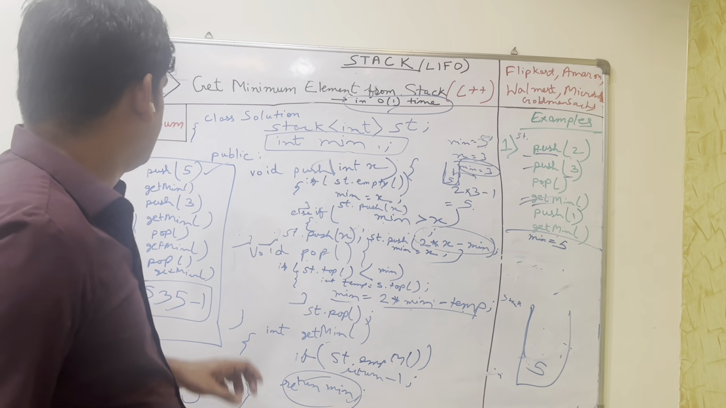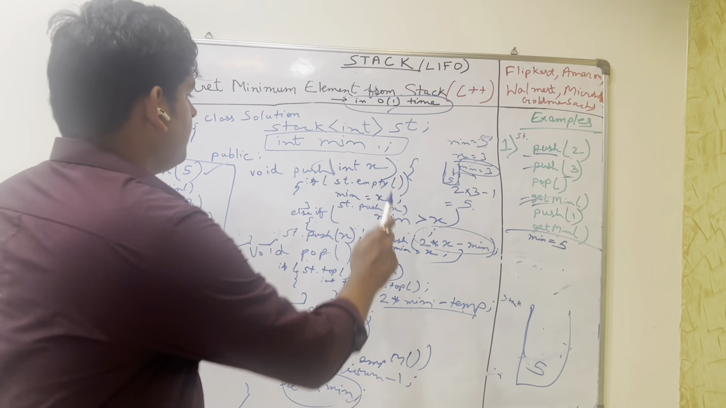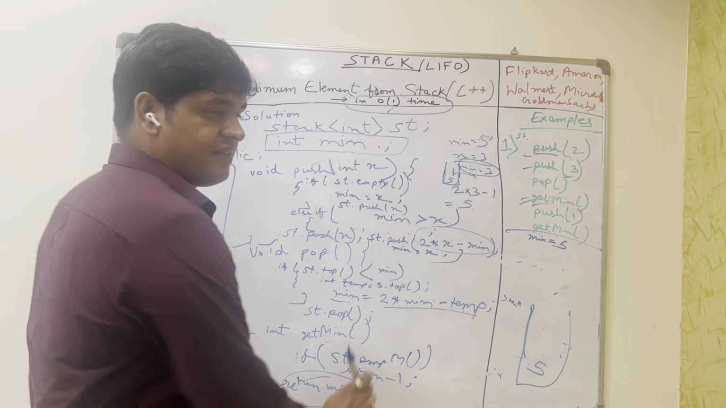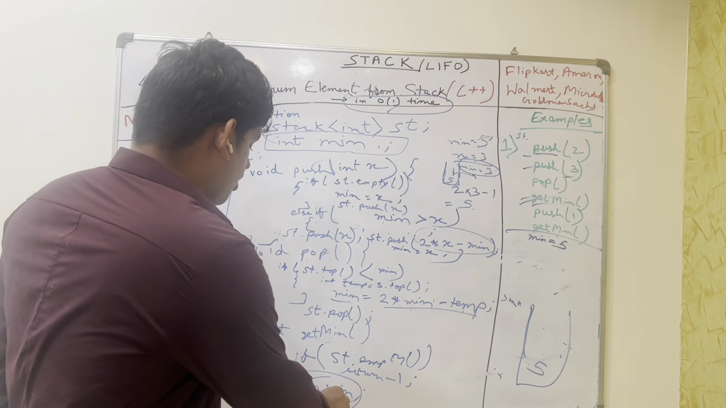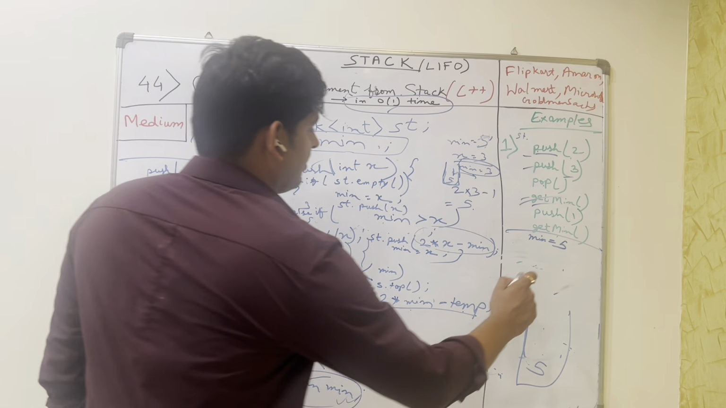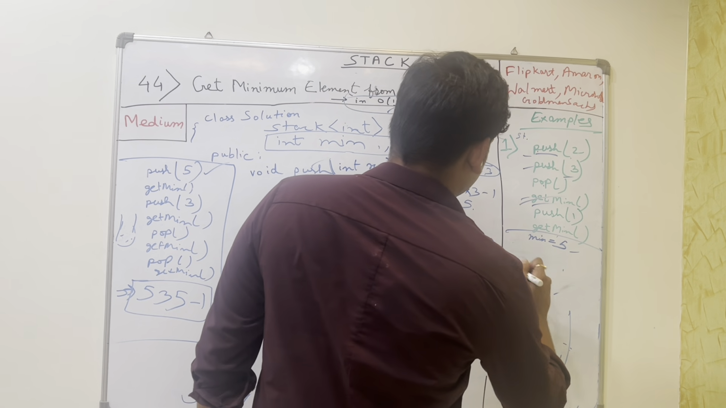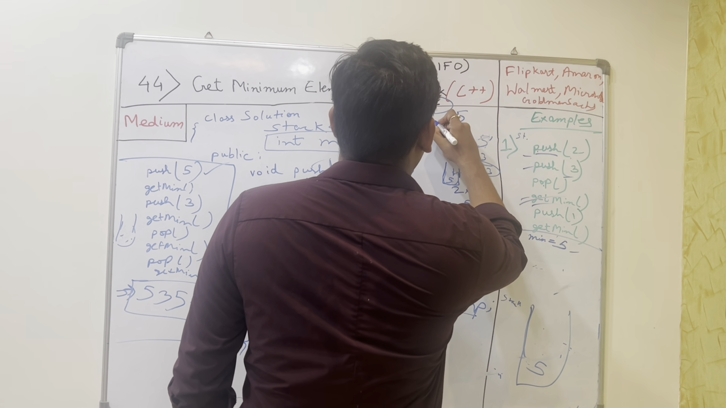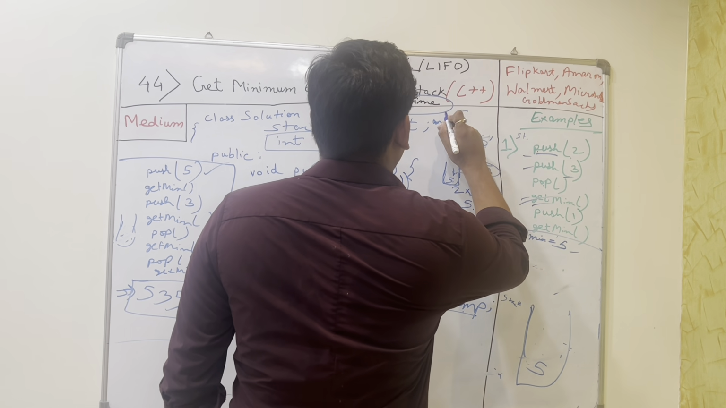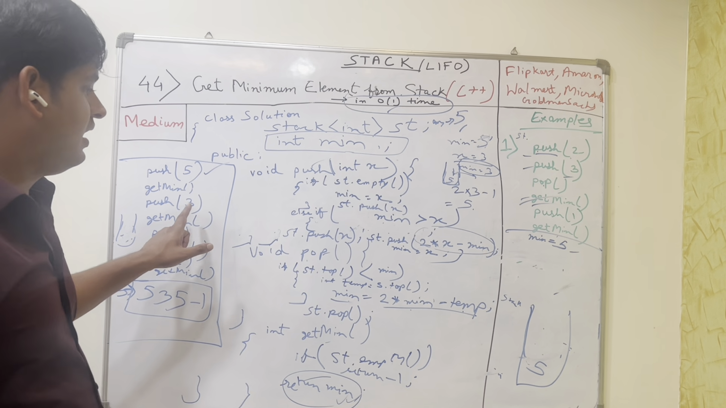Okay. Now get minimum. Get minimum is called, what do we do? Stack is empty. Stack is not empty. So what do we return? Return 5. So 5 gets returned. Okay. So our answer, here 5 gets printed. Okay. Answer in the first place. Now in the stack 5 is there.